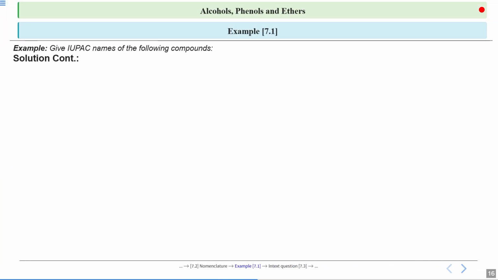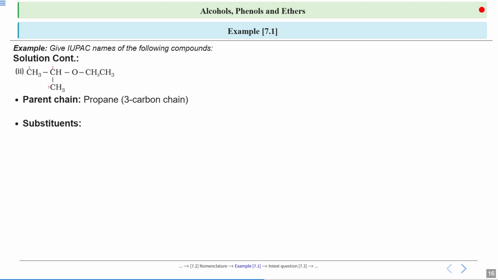Then let's talk about the second compound. Again, we have to choose a parent chain because this is an ether. You have to choose the parent chain which contains the largest number of carbon atoms. So the parent chain is propane, which is a 3 carbon chain. And the substituent here is ethoxy, 2 carbons along with oxygen, at position 2 of propane. So the IUPAC name will be 2-ethoxypropane.